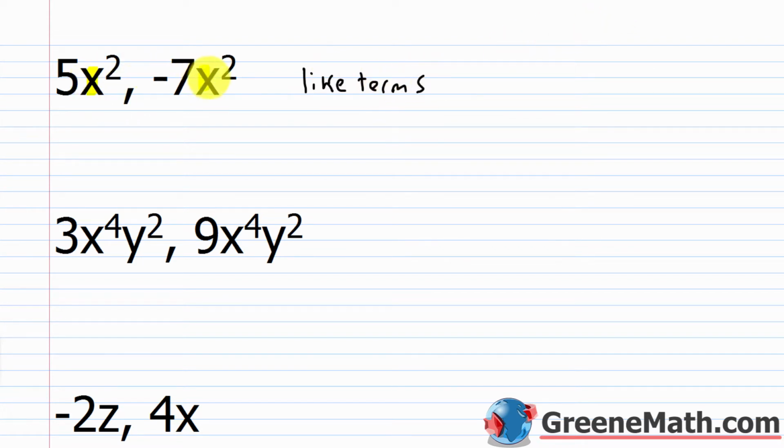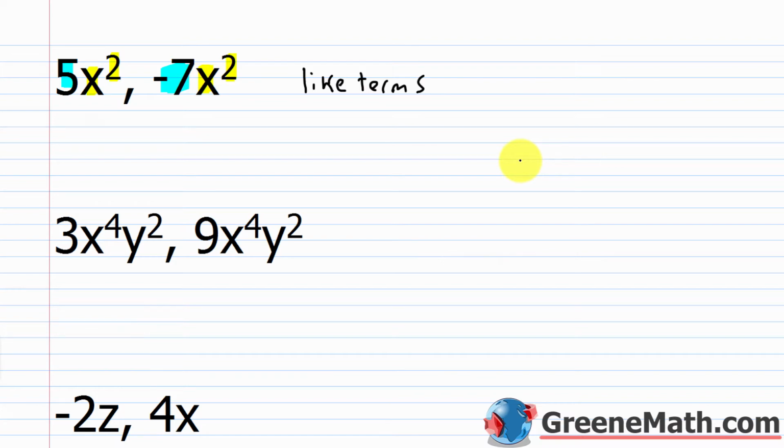Again, look at the variable. This is an x and this is an x. And then look at the power that it's raised to. This is raised to the second power and so is this. The coefficients are different, right? If I highlight that in a different color, this one is 5 and this one is negative 7, but that's okay. Again, same variable or variables, if you have more than one, raised to the same power, or powers, if you're dealing with one of those situations.